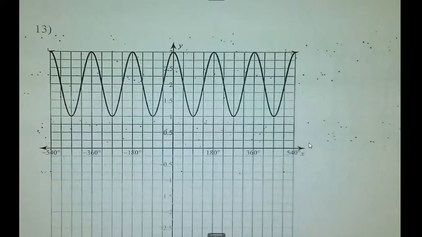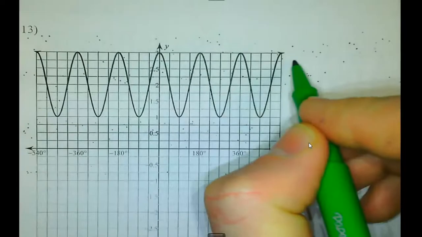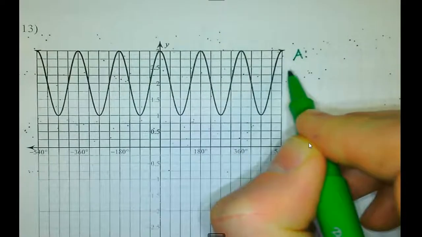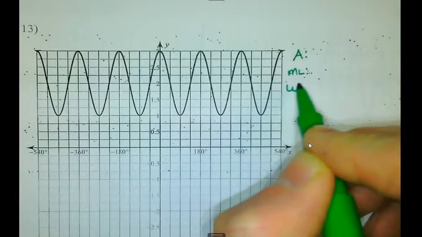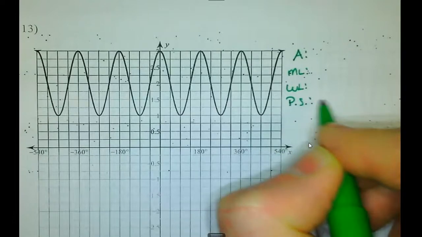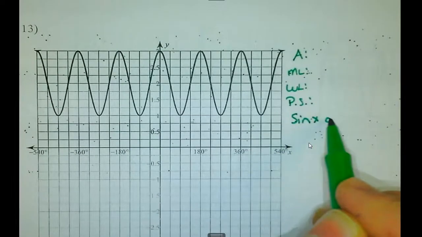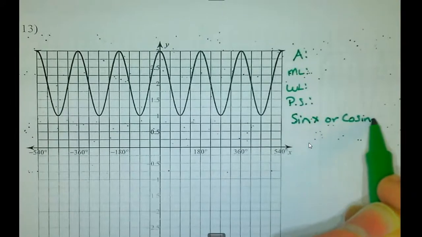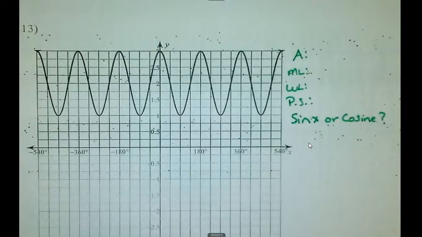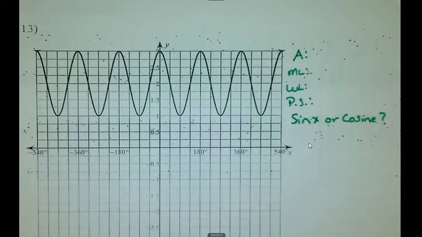Alright, so in this video I'm going to do writing the equation of a cosine function. In order to write the equation of a cosine function, we need to know the amplitude, the midline, the wavelength, the phase shift if there is any, and if it's a sine or a cosine curve. Sort of gave it away that I told you I was going to write the equation of a cosine curve, but we'll at least talk about why that's the case.